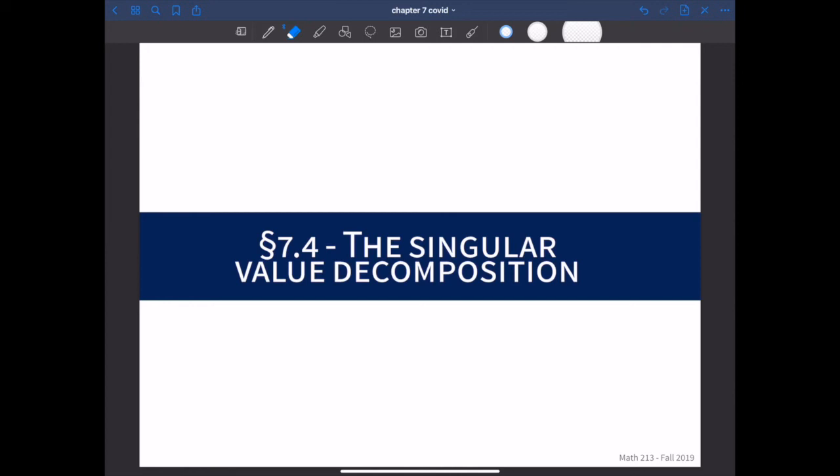Math 213 students, this is section 7.4, the singular value decomposition. This is the last section that we'll be covering in this course, and this is part 2 of the section, so if you haven't listened to the first part of the lecture, you should go back and do that now before proceeding here.